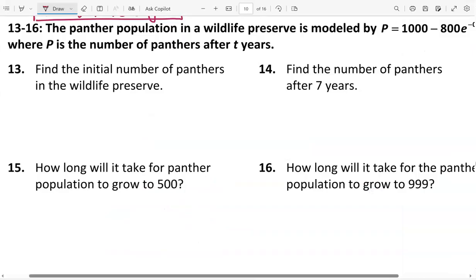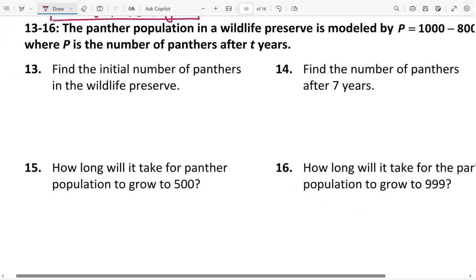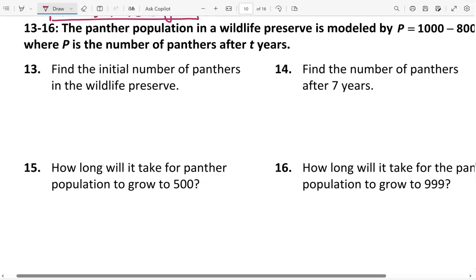In 13 through 16, the panther population in a wildlife preserve is modeled by a limited growth model. P is equal to 1,000 minus 800 e to the negative 0.3 t. P is the number of panthers after t years. So we want to find the initial number of panthers in the wildlife preserve. Initial means at t equals 0. So P is equal to 1,000 minus 800 times e to the negative 0.3 times 0.